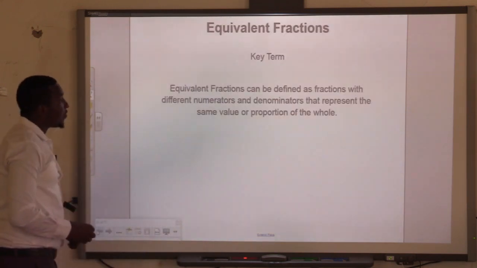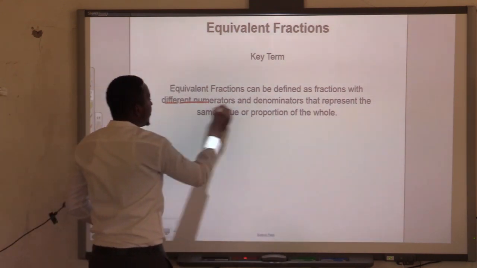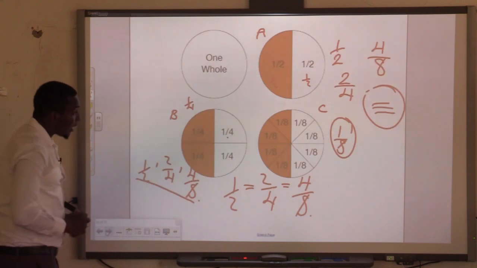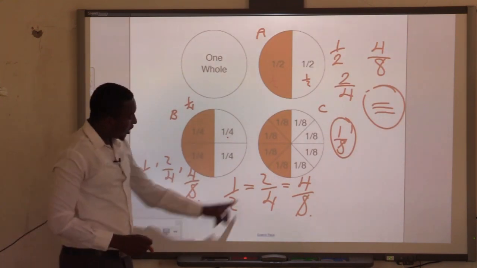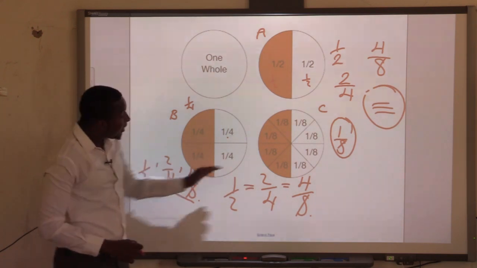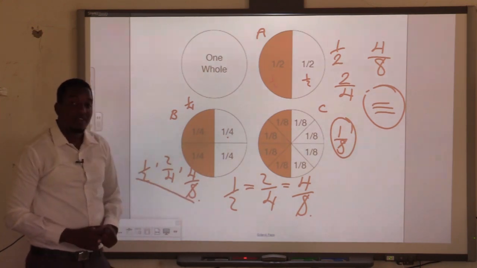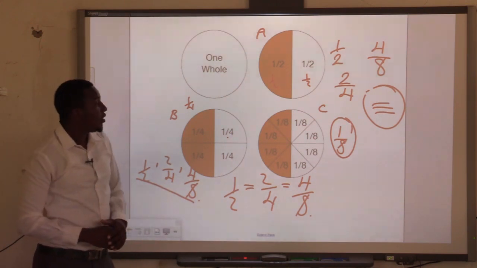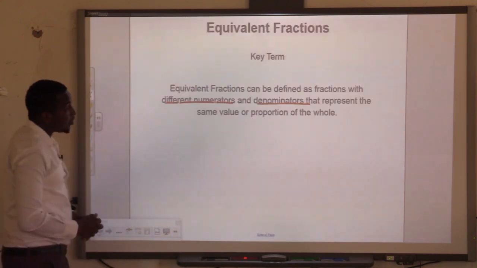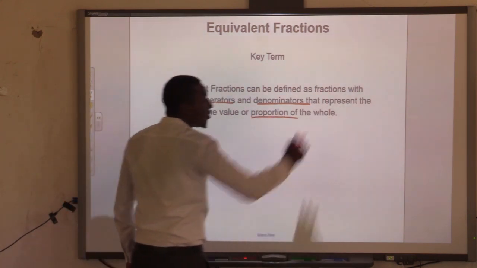Going back to our definition of what equivalent fractions are, we said they are fractions with different numerators and denominators. So let's go back to what we realized. The first fraction that we have is 1/2, which is equal to 2/4. You realize that their numerators are different, and so are their denominators. Yet they are equivalent fractions because they represent the same proportion in the 2 diagrams. To continue with the definition, they represent the same value or proportion of a whole.